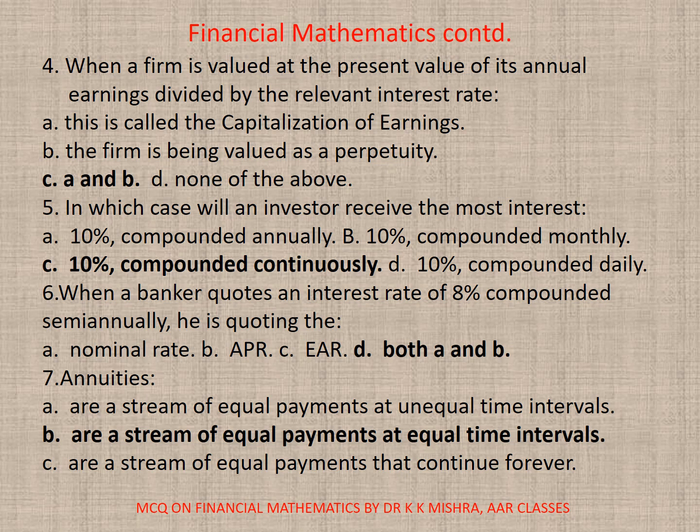6. When a banker quotes an interest rate of 8% compounded semi-annually, he is quoting the A. Nominal rate, B. APR, C. EAR, D. Both A and B. The correct option is D, both A and B. 7. Annuities, the correct option is B, are a stream of equal payments at equal time intervals.